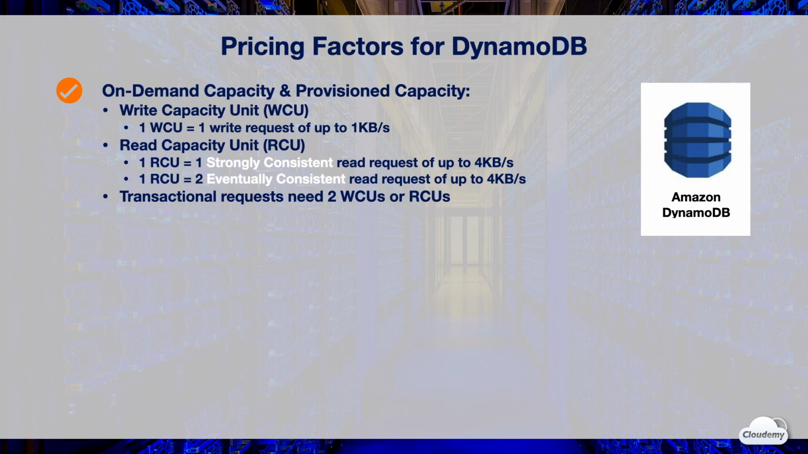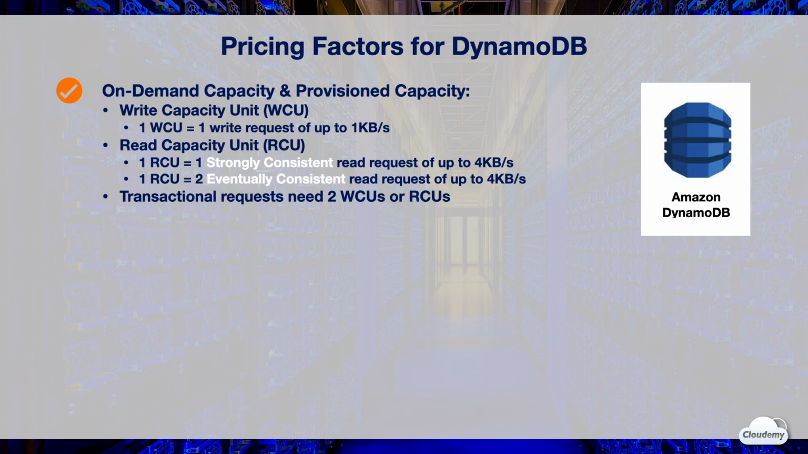With provisioned capacity, you need to specify the number of reads and writes per second. You can use autoscaling to automatically adjust the capacity. DynamoDB capacities are measured in write capacity unit, or WCU, and read capacity unit, or RCU. Each API call to write data to your table is a write request. Each API call to read data from your table is a read request.